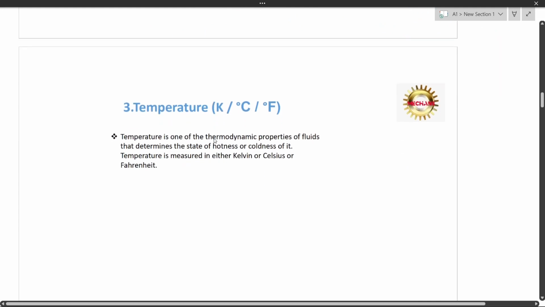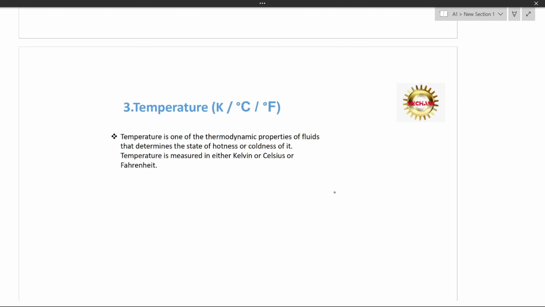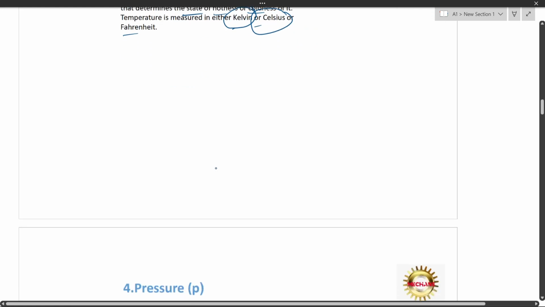Then we come to temperature. Temperature, as we already know, determines the state of hotness or coldness of an object. It's generally measured in either Kelvin, Celsius, or Fahrenheit. We majorly use Kelvin in calculations. In practice, we use Celsius more, and it's simple, that we know. So I don't want to dig into it further.